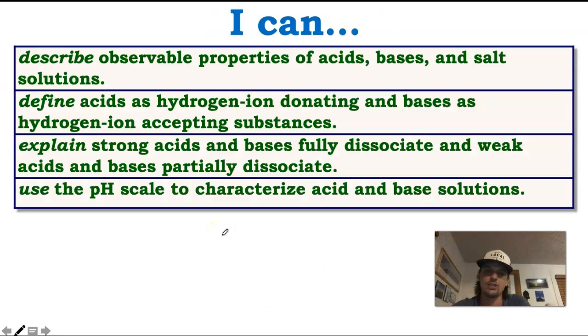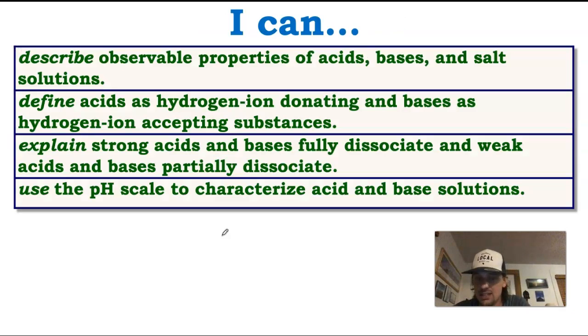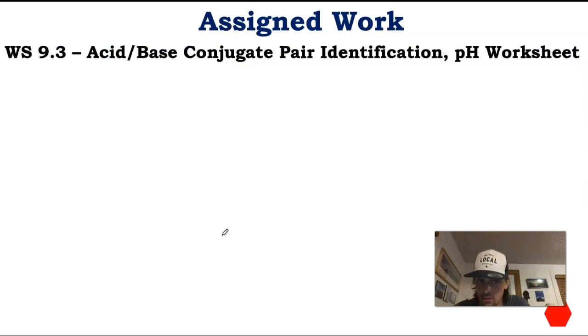Okay? All right, so there's some examples and a basic definition of an acid, base, pH, and pOH. So hopefully you understand the basics of acids, bases, what pH means, and how to determine if a substance is an acid or a base.